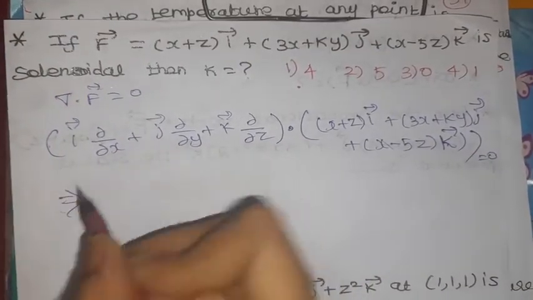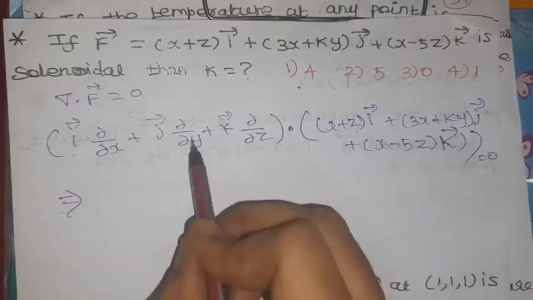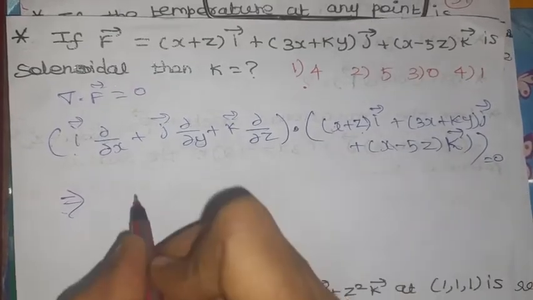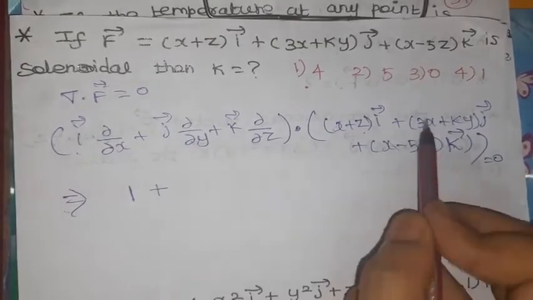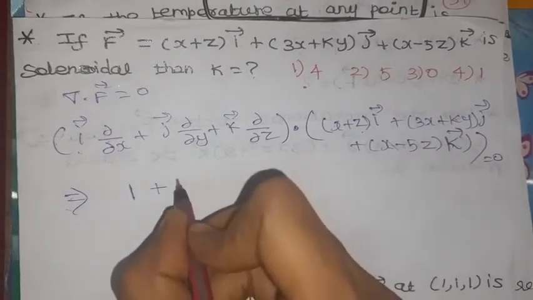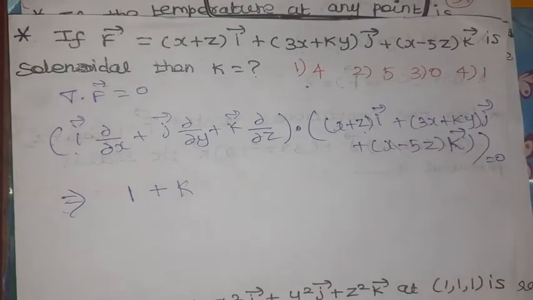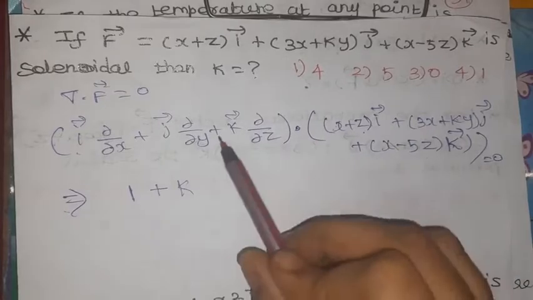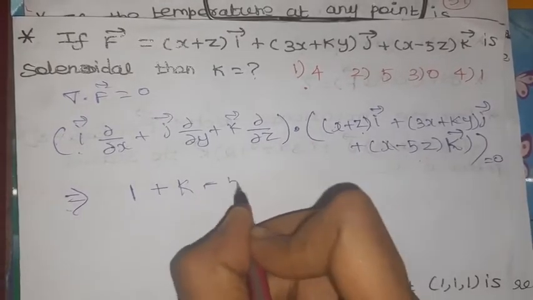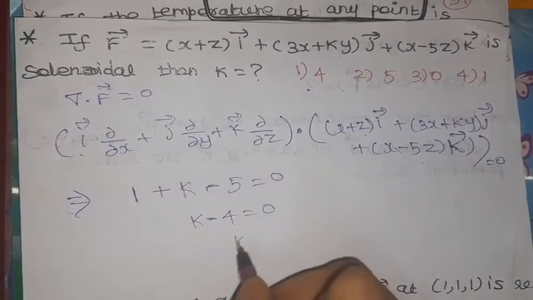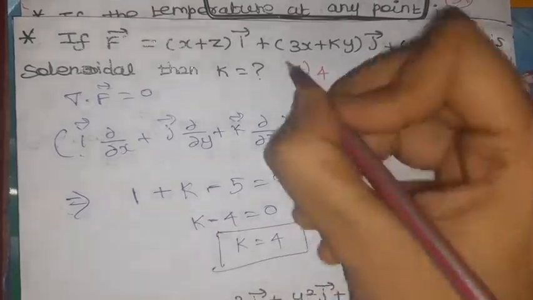So then i dot i, j dot j, k dot k. So dou by dou x of this term, what we will get? 1. Then plus dou by dou y of this term, k only. Other than y terms get cancelled. Then dou by dou z of this term, minus 5. So k minus 4 is equal to 0. What is k? Obviously k is equal to 4. Option 4 is the right option.